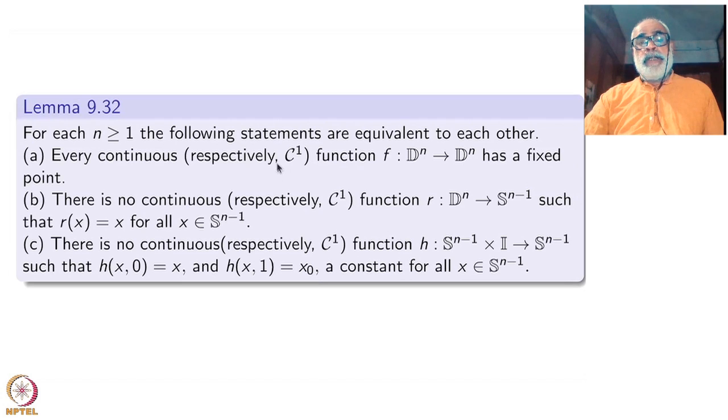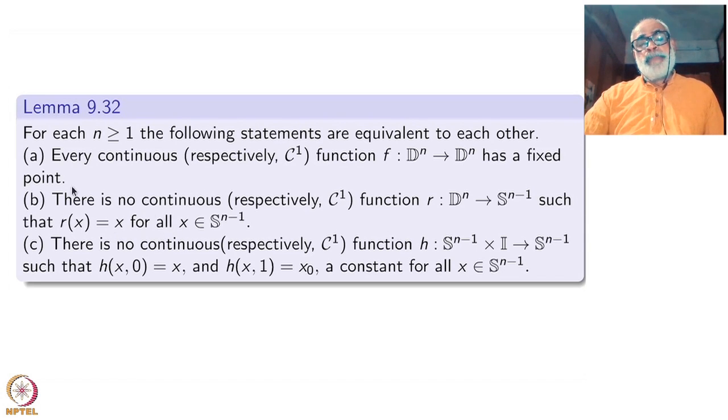In each of them, I have put in brackets this C1. So there is one version where you have to take C1 everywhere, and another version where you take just continuous everywhere. That is the meaning of this. These three are equivalent conditions.